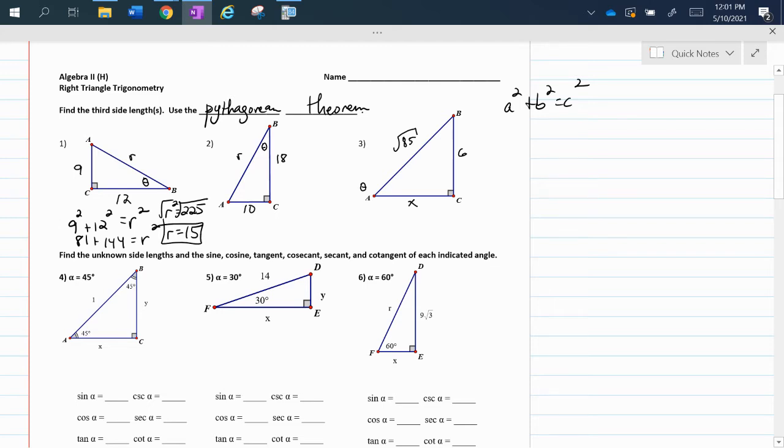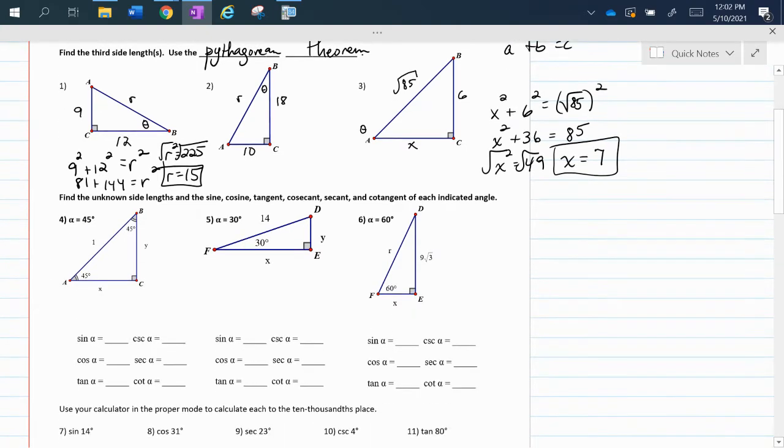We can do the same thing. Let's go to number 3. We can do the same thing if we're missing a leg. Let's start with A. We'll say x squared plus 6 squared is equal to the square root of 85 squared. 6 squared is 36, and the square root of 85 squared is just 85. If I subtract 36 from both sides, 85 minus 36 is 49. If I take the square root of both sides, then I get that the missing side is 7.